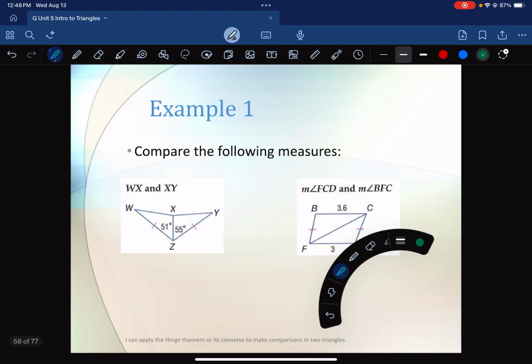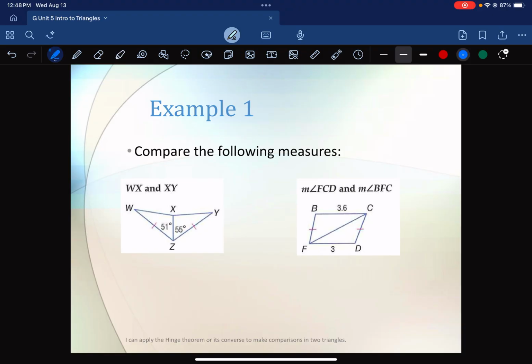So look over here at this one. The first thing you want to do is make sure that you're satisfying the Hinge theorem. So here's one pair of congruent sides, and then notice they share ZX. So ZX is the second pair of congruent sides. Now look at the angles between them. Over here on the right side, the angle measures 55, and on the left side, it measures 51. So I can compare WX with XY. Which one is across from the larger angle? Well, XY. XY is greater than WX.